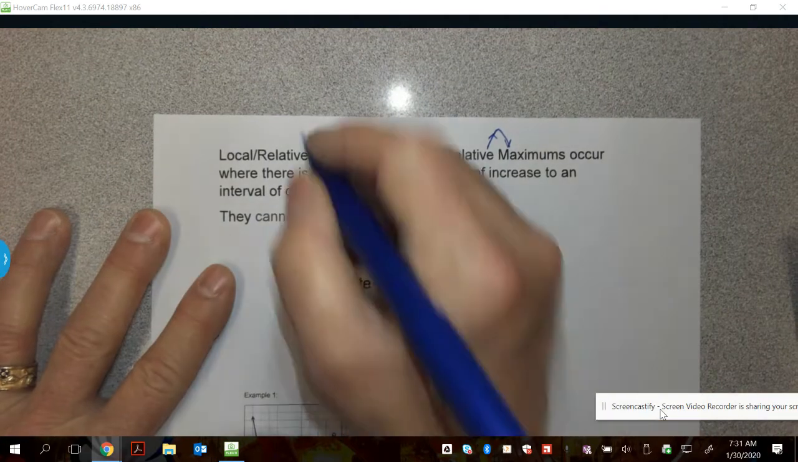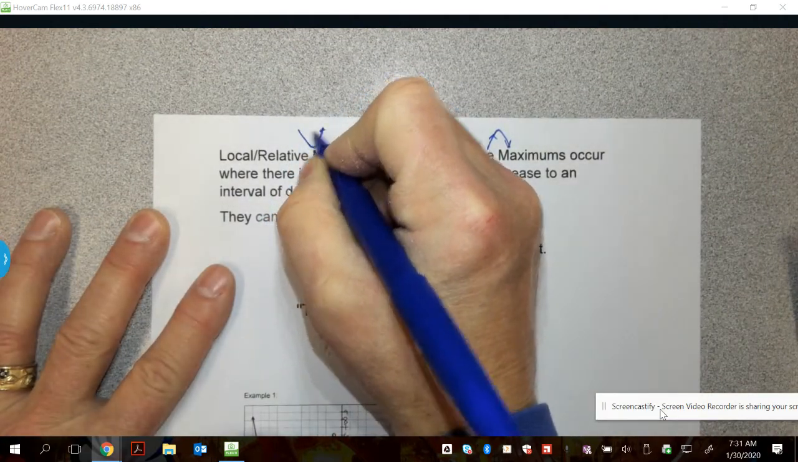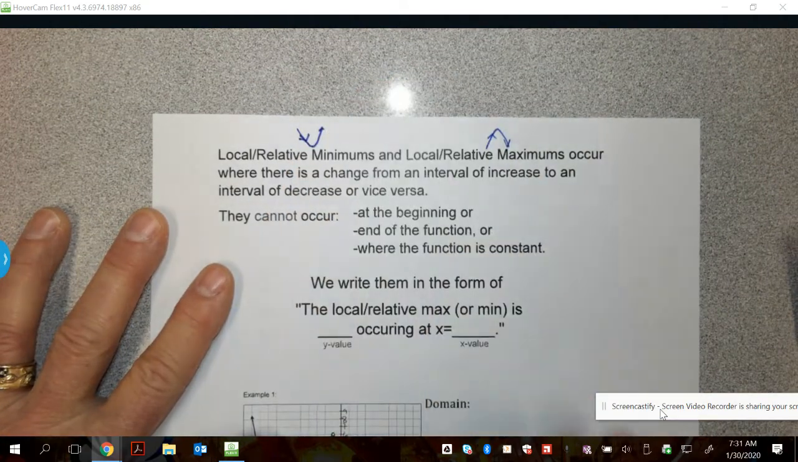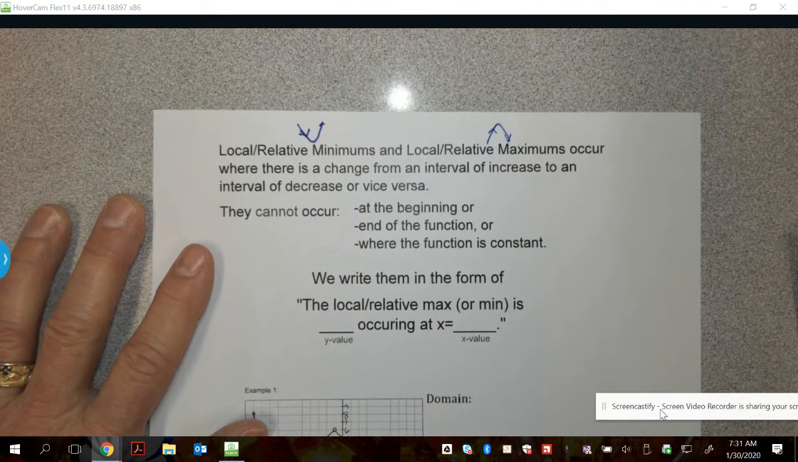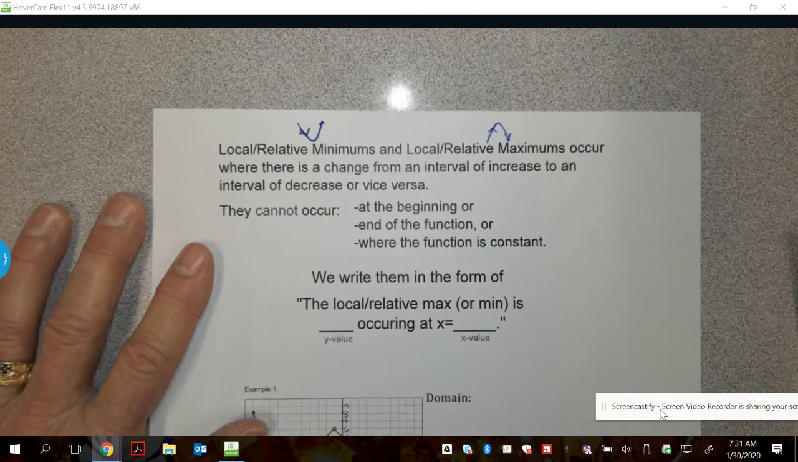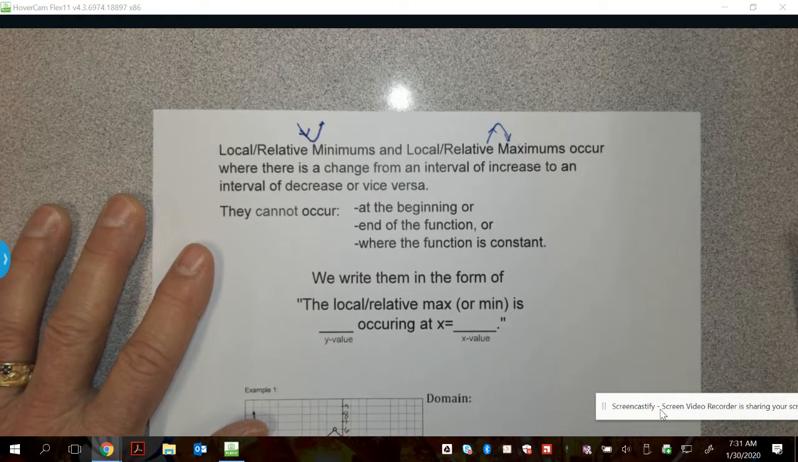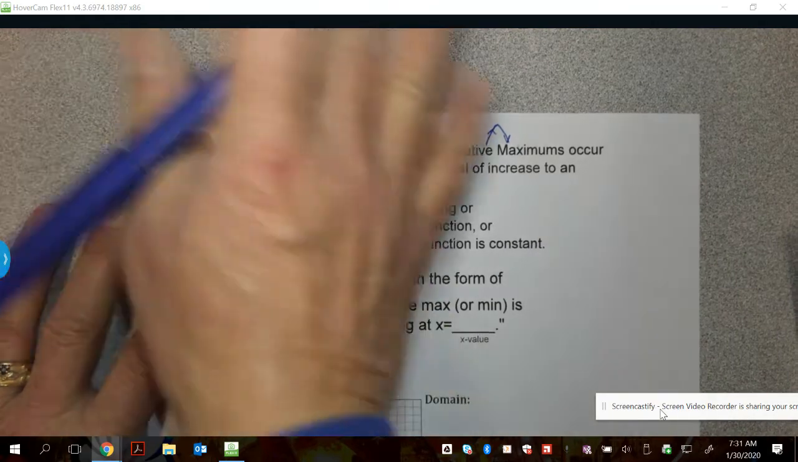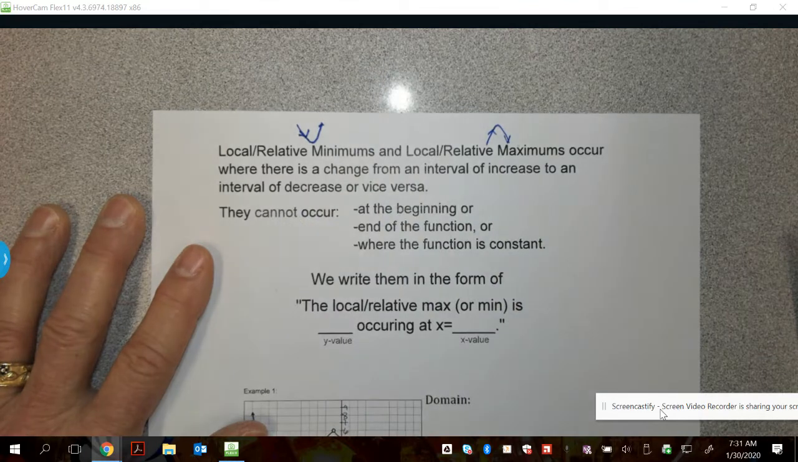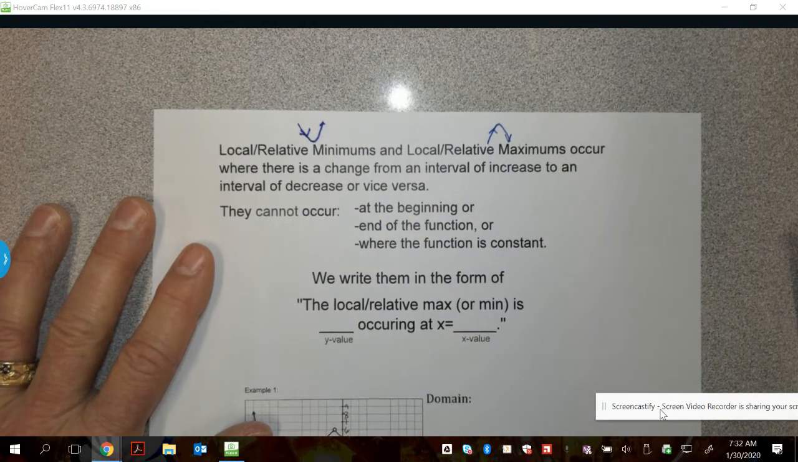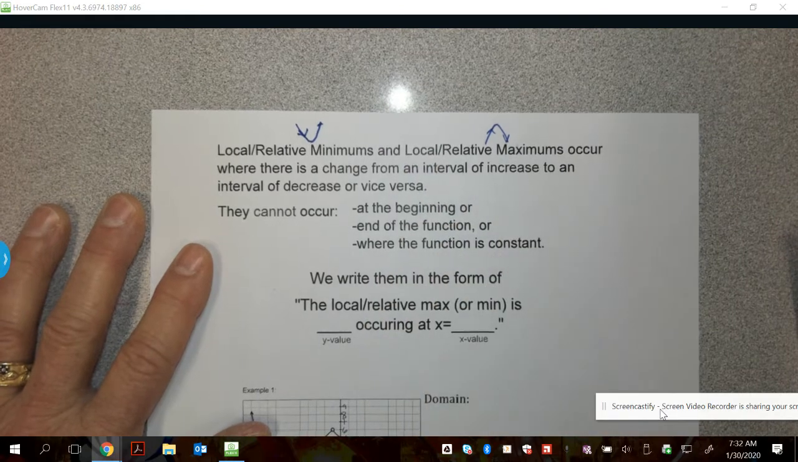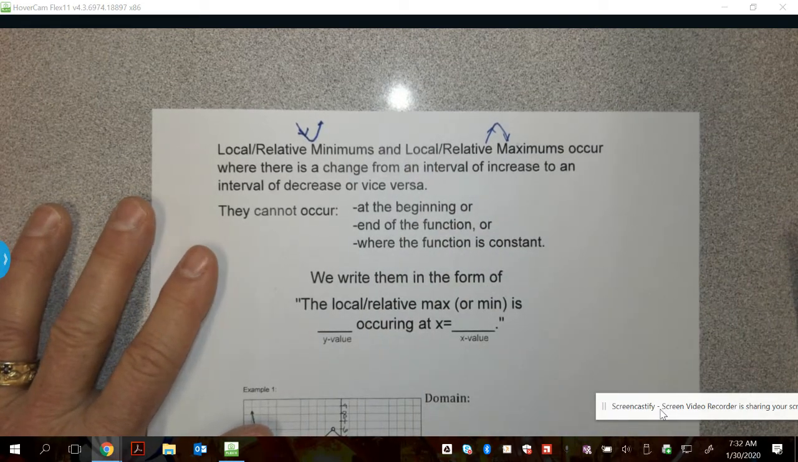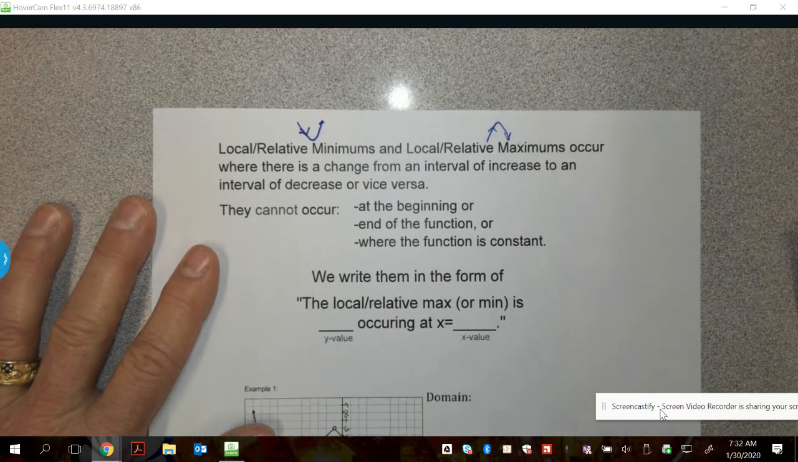If it's a minimum, did it go down and then go up? So if you're reading from left to right, if it goes down and comes up, it's a minimum. If it goes up and then comes down, it's a maximum. And it doesn't matter what's going on way away, but in this general vicinity, if it goes down and comes up, that's a local or relative min. If it goes up and then comes down, it's a local or relative max. And why do I say that?